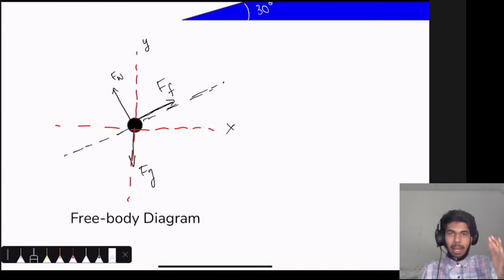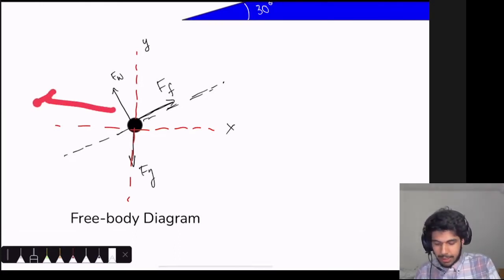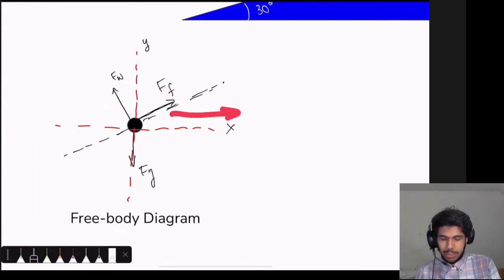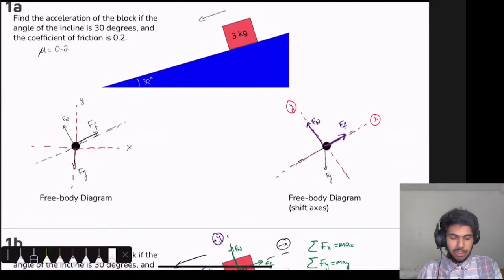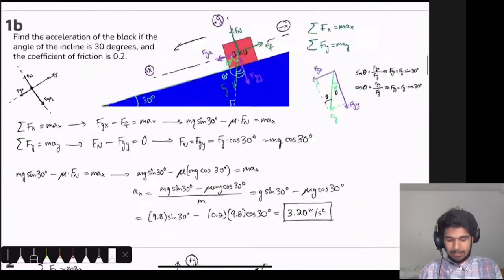And let's say somehow we figured out the acceleration in the x direction. Well, then we still have a problem because the acceleration vector is pointing in one of these directions, but the block is traveling this way. So we would have to separate the components of acceleration, which would be really annoying. So we shifted the axes in this example, so that way the direction of motion followed an axis.